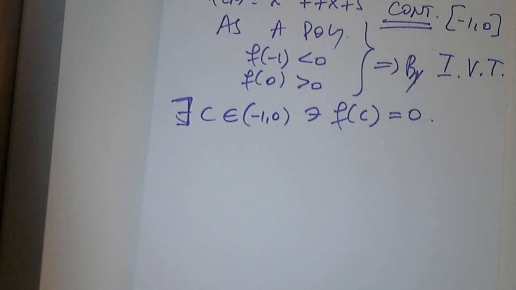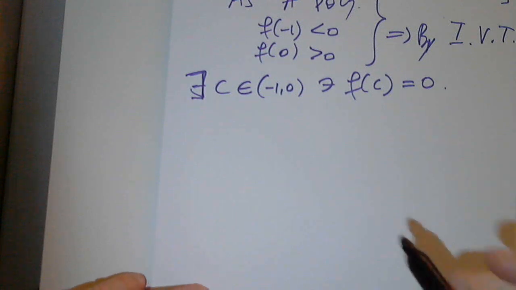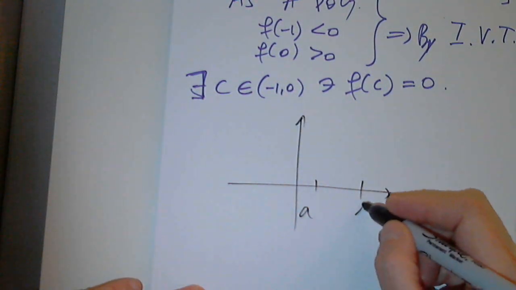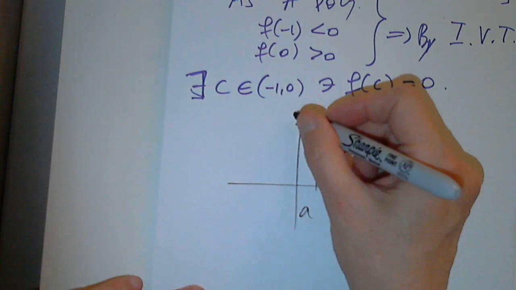2 hypotheses. The function has to be continuous on that interval. I don't care if it changes sign, but it's not continuous. It doesn't have to go through 0. It's a perfect question. Let me show. If the function is not continuous, so this is A and this is B, and here's the situation.